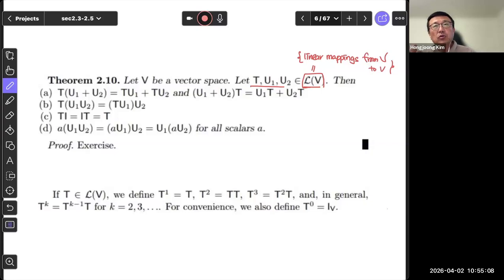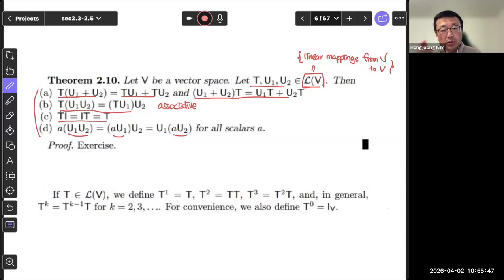So if T, U1, U2 are linear mappings, then we can easily show that this distributive law is satisfied and it is associative. And if you consider the composite with the identity mapping, nothing is changed. And a scalar can be multiplied after the composite function, or that scalar can be applied to either of these two mappings, and then you can consider the composite. Either way it will be fine.